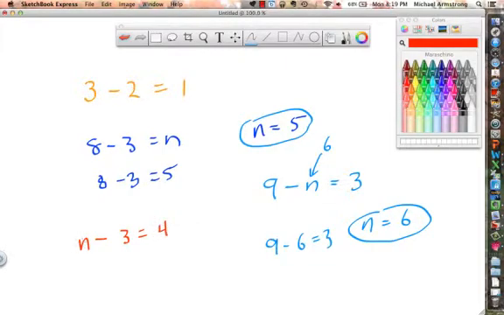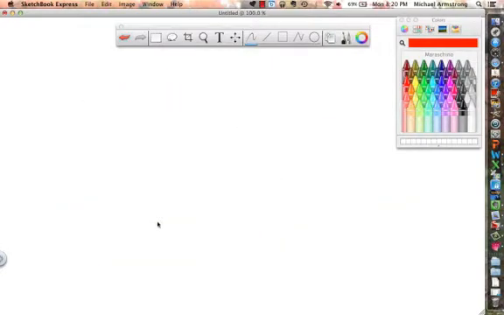Okay, so here's another one. n minus 3 equals 4. So what does n have to be? Well, remember, you can go backwards. Remember we did 3 plus 6 equals 9, 9 minus 6 equals 3. So we can just go backwards. 4 plus 3 equals 7. So n must be 7, because then if we put 7 in for this n, 7 minus 3 is 4. Okay, that makes sense, right? So there's a couple problems that are similar to that.